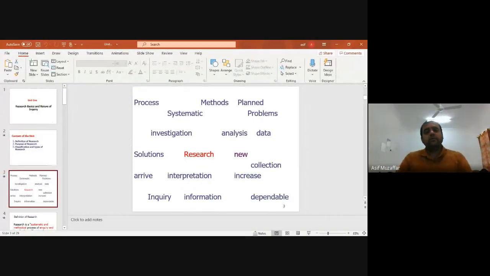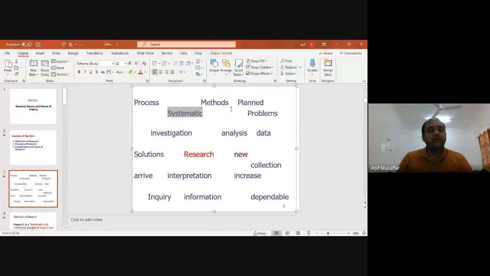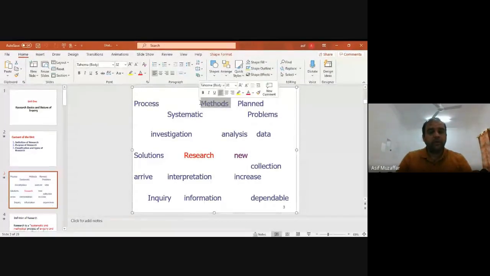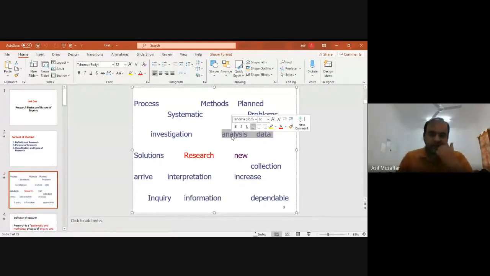Okay, so the first thing, when we talk about research, what comes to our mind? Research is a process. Research is a systematic process. Research includes methods. Research includes solutions to problems. Research may have analysis of data. Research is everything. Whatever words are there on this slide, they represent research.